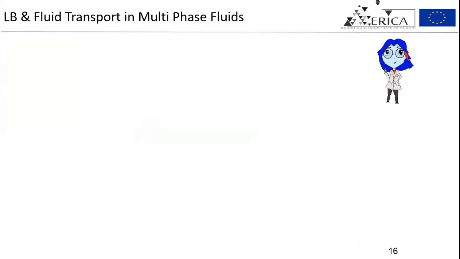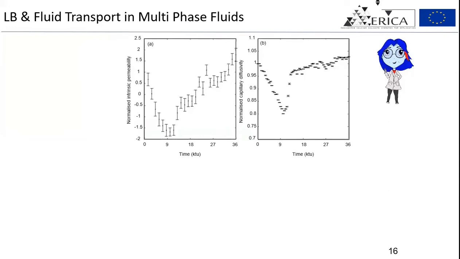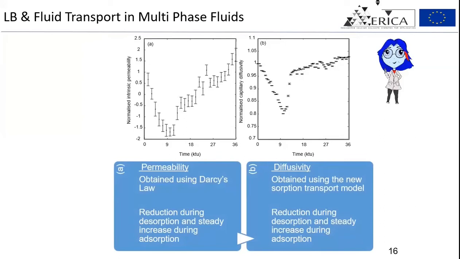From this, we can get plots of intrinsic permeability and capillary diffusivity against modeling time. We can observe that the behavior of a resorption cycle is similar, with a decrease during desorption and a steady increase during adsorption. This is also in line with experimental NMR data and shows the relevance of the lattice Boltzmann method for such cases.